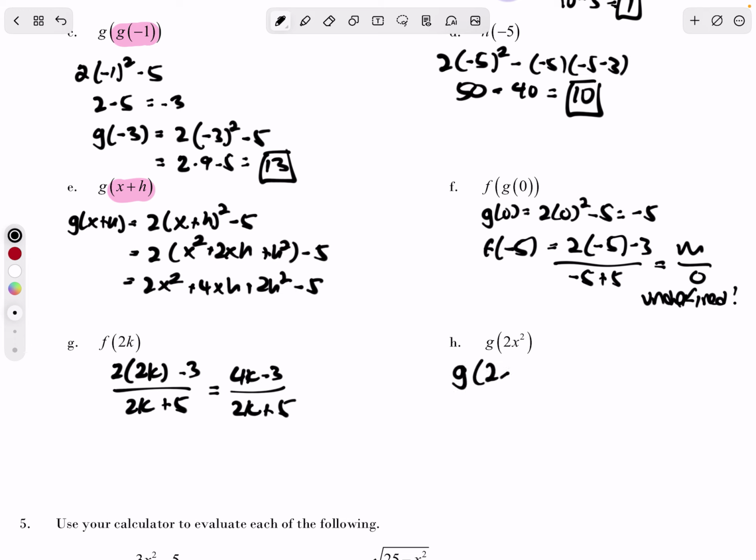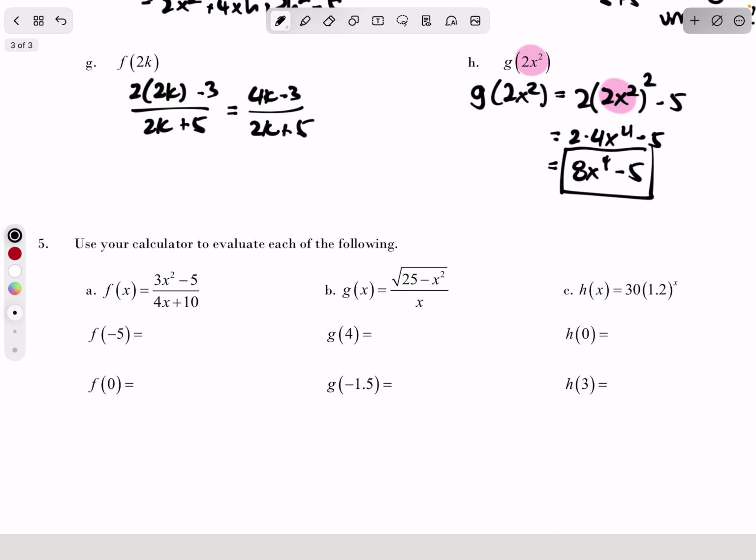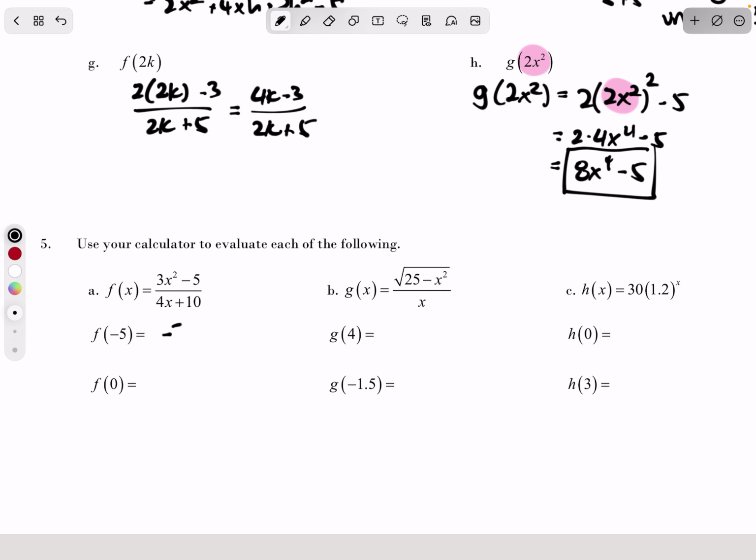And then finally, g of 2x squared. Well, g is 2x squared minus 5. Let me write out the rule first. G of 2x squared is 2 times, normally it's x squared minus 5, but here I'm replacing the x with this value. So it's that number squared minus 5, and let's just evaluate it. What is 2x squared squared? Isn't that 4x to the 4th? Times the 2 that's out there, minus 5. And isn't that just 8x to the 4th minus 5?